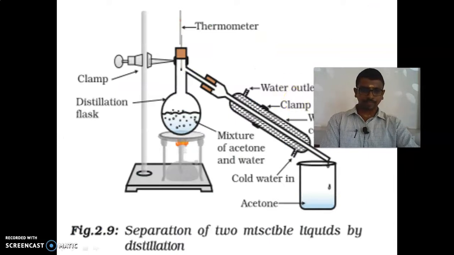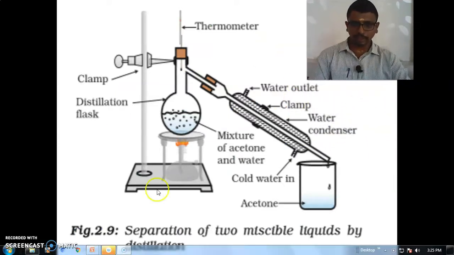So this is the experiment setup. Here you can see the distillation flask. In the distillation flask we add the mixture of acetone and water and fit it with a thermometer to measure the temperature, and we hold it with the help of a clamp. There is an outlet, and the outlet is connected to the condenser. So this is the condenser.